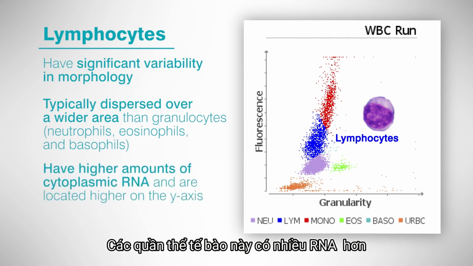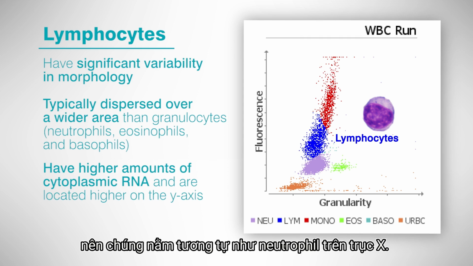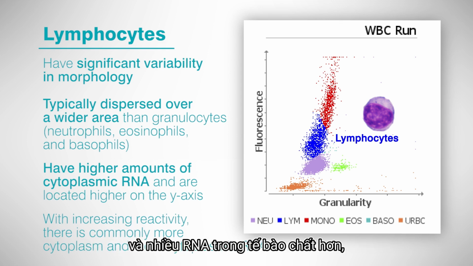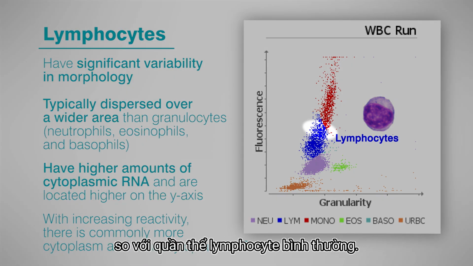These cells have higher amounts of cytoplasmic RNA and therefore are located higher on the y-axis compared to the various granulocytes. Since they typically have no significant granularity or cytoplasmic complexity, they are located similarly to the neutrophils on the x-axis. With increasing reactivity, there is commonly more cytoplasm and more cytoplasmic RNA. These cells will be located higher on the y-axis compared to the normal lymphocyte population.